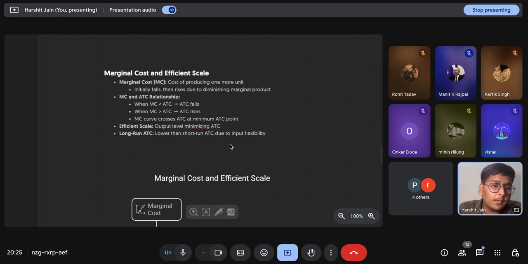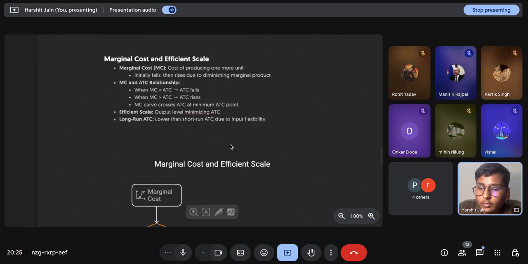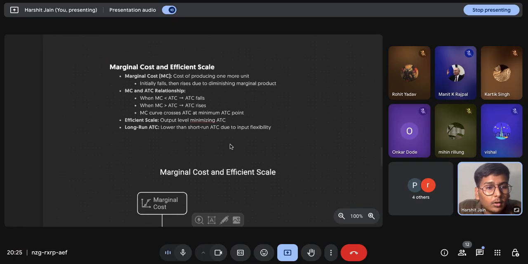This is because when I increase the production, I need new machinery, more space, more workers. That is why, by going to a high amount of production, marginal cost increases. Also, in the long run, average total cost is usually lower because the firm can adjust all inputs to be more efficient.